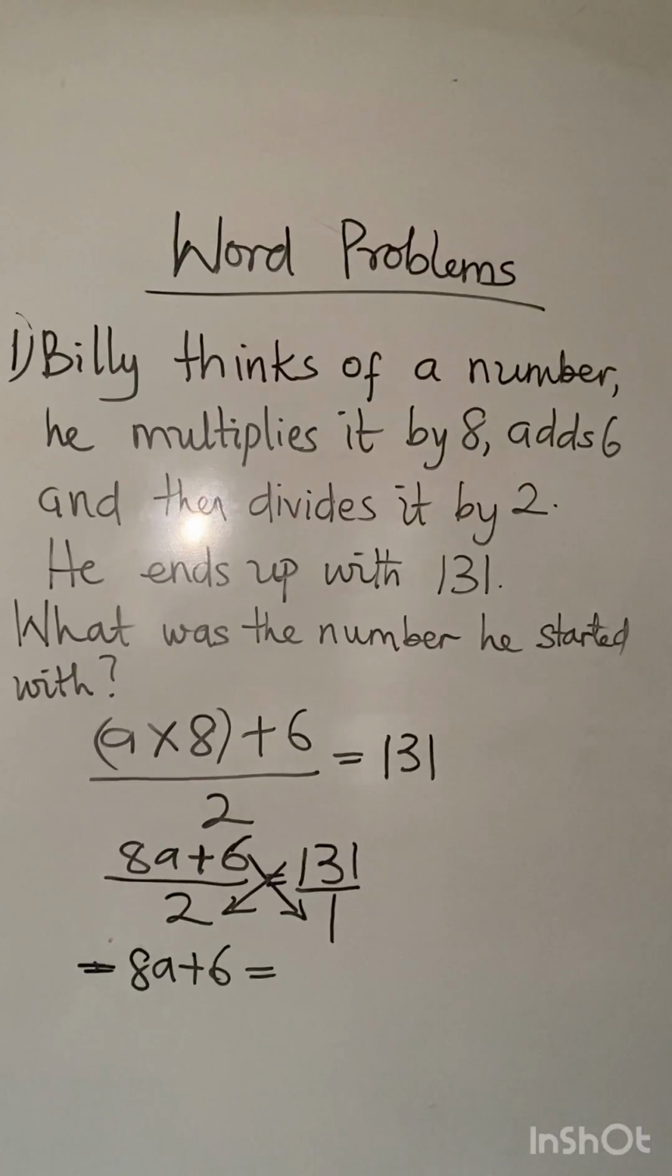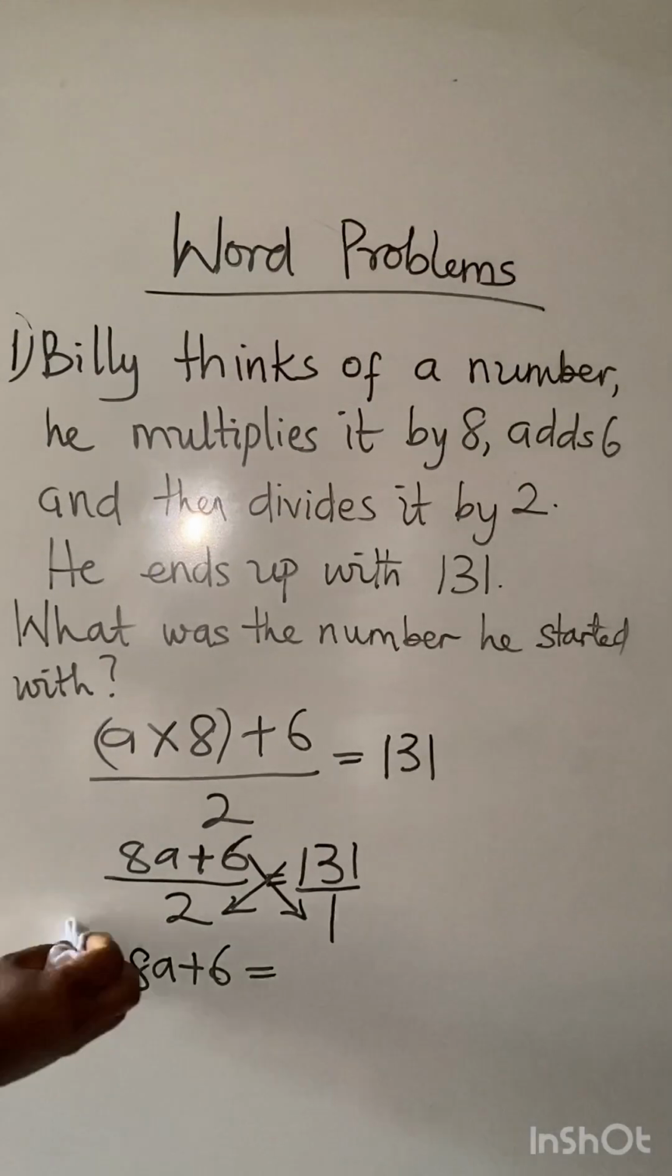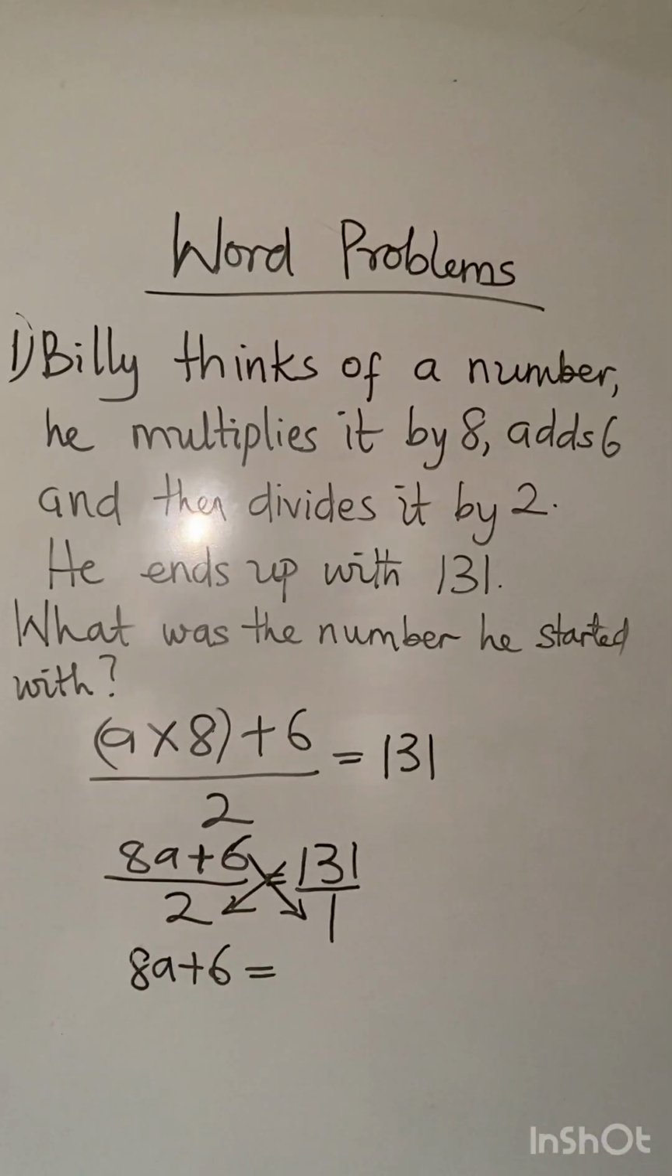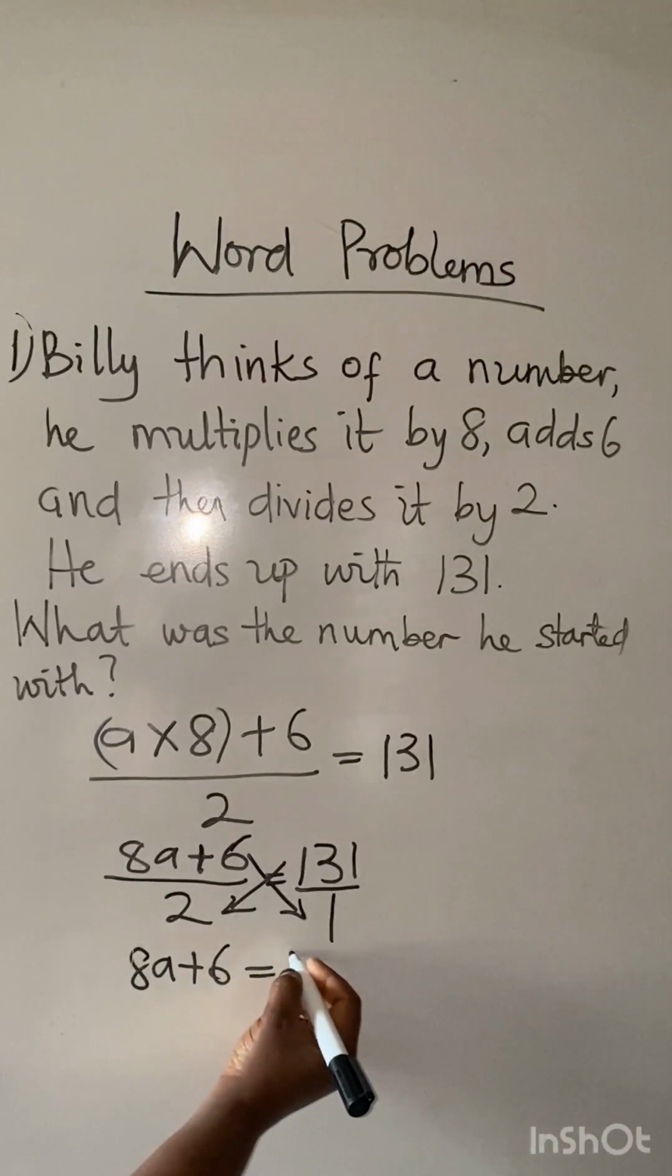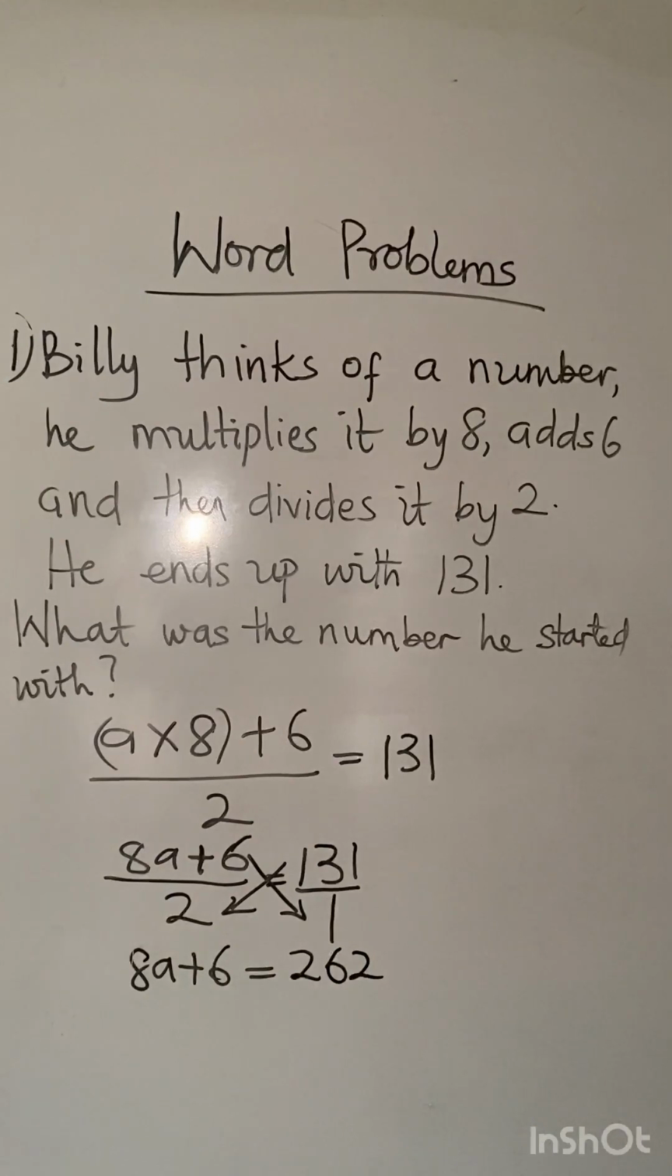After multiplying, you are still going to put your equal to sign before you write the answer to the other side of the multiplication. Now we have 131 times 2. And what would that give us? Can you punch it? Now we have 262. You can also do manual multiplication. Okay, now we have 8A plus 6 is equal to 262. What do we do next?